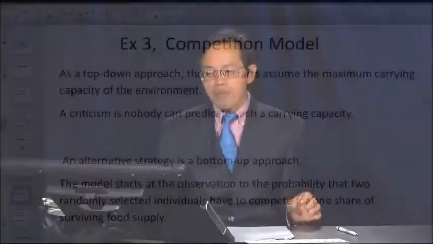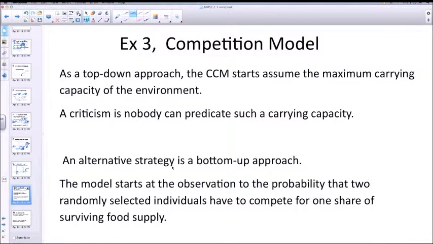Somebody may argue it could be 16 billion. Somebody may say, hey, it's more than that, it could be 40 billion because of the science. But nobody knows. That's hyperbolic. It's a hypothesis. You don't know. And that's the major criticism of the carrying capacity model. The problem is this: the carrying capacity takes a top-down approach and starts by assuming something called the carrying capacity that they don't know. But we do know it exists.